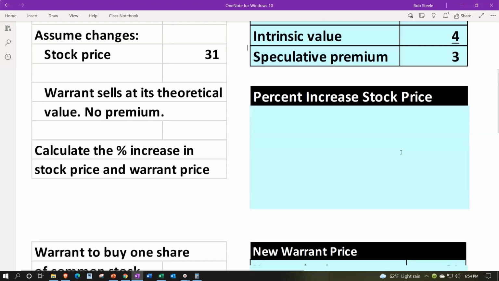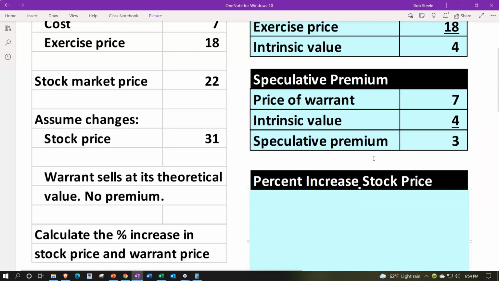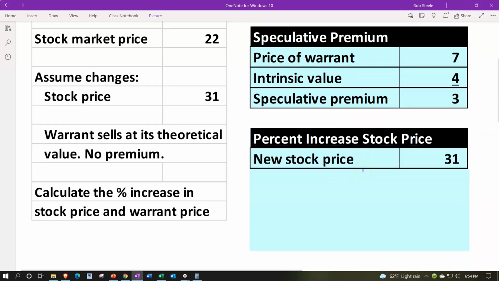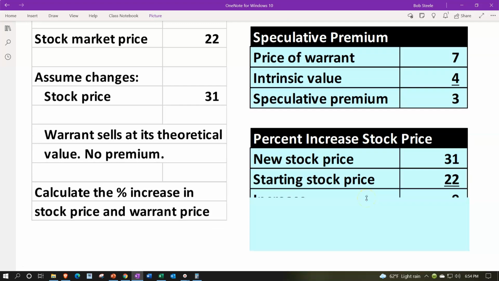Let's think about the percent increase in the stock price then. If I had bought the stock at the market price of 22 and then it went up, we'd see an increase. What would that increase look like if we just bought the stock? The new stock price is 31. The starting stock price is 22. So that would be a $9 increase in the value of the stock.